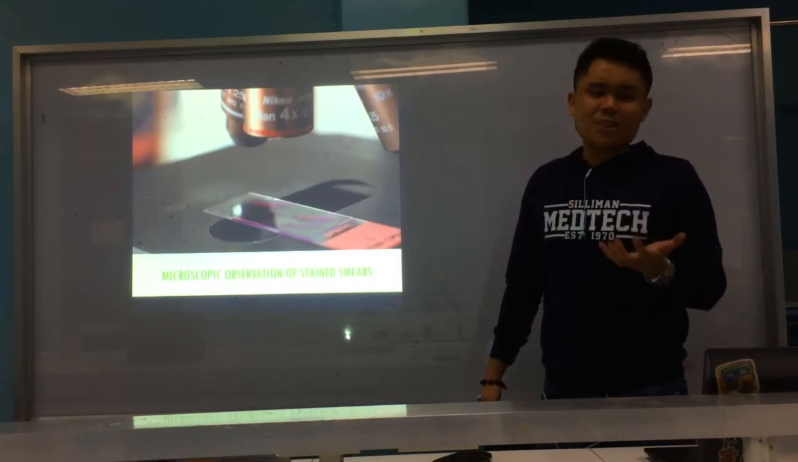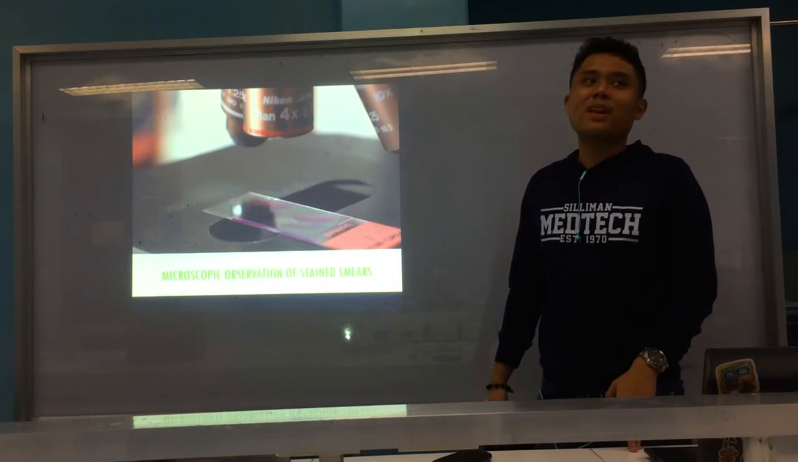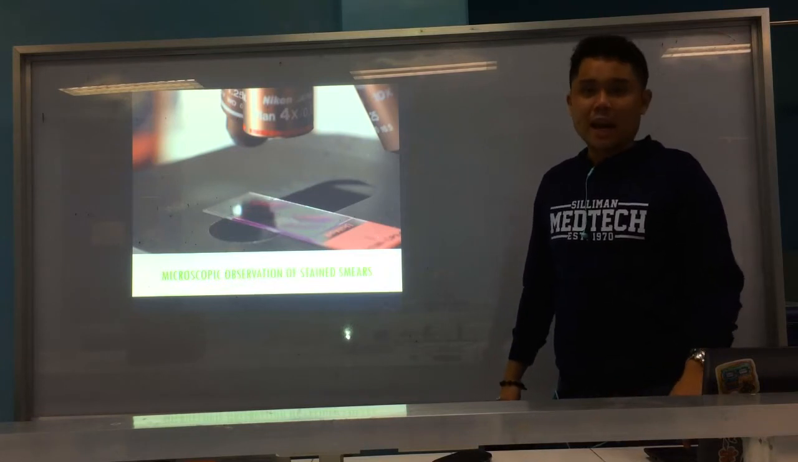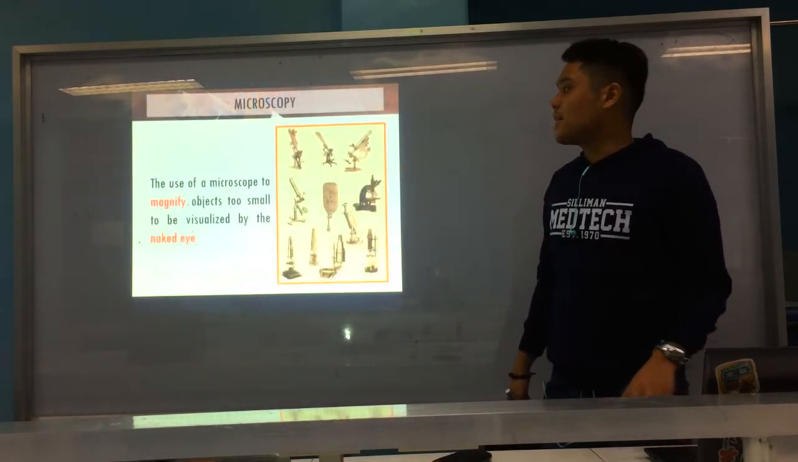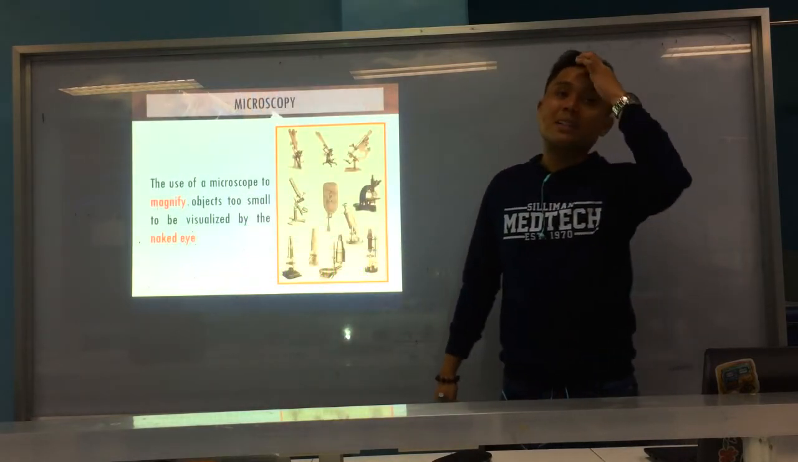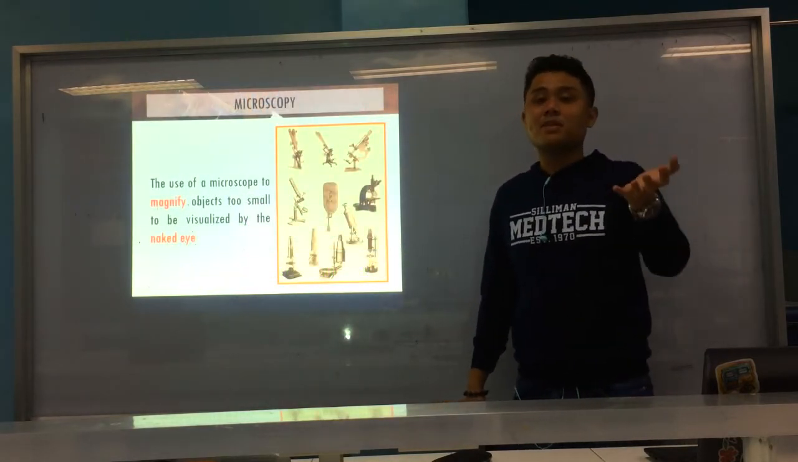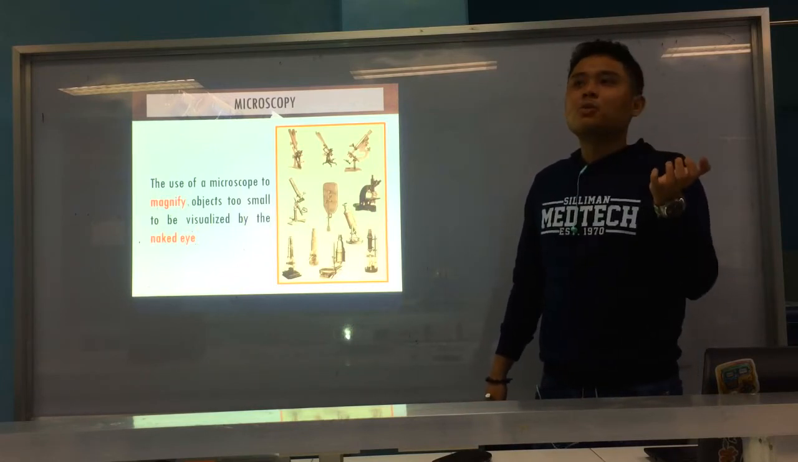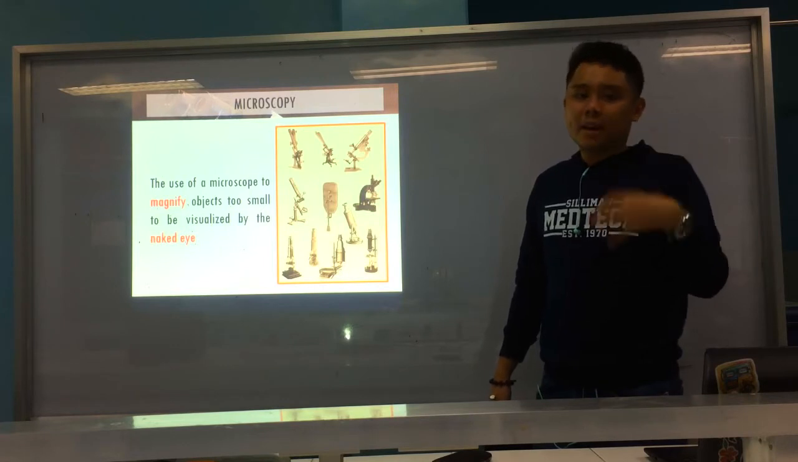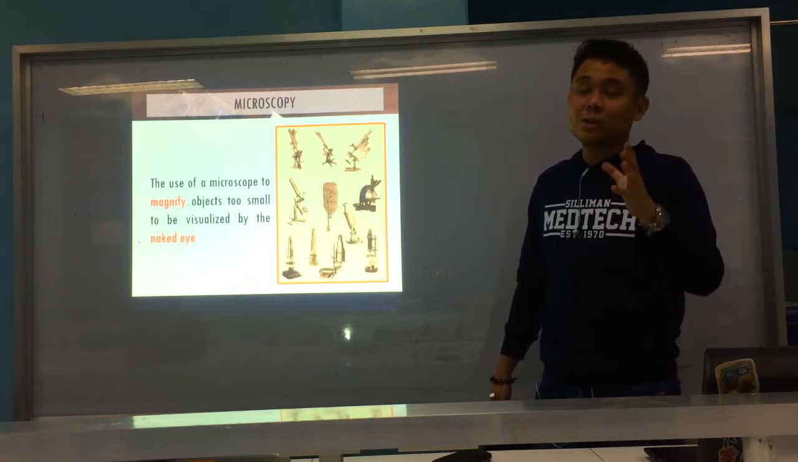So again, this is quite a review of what I've lectured in Intro to Micro. We'll run through the different types of microscope again. Microscopy is the use of a microscope to magnify objects not seen by the visible or naked eye, like microorganisms, basically anything you can't see with the naked eye.